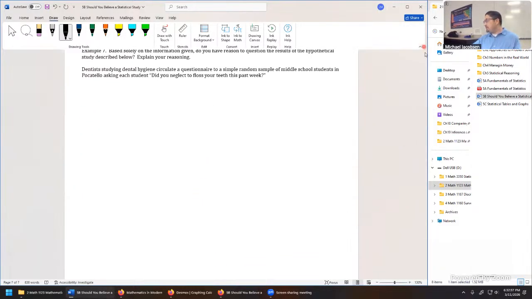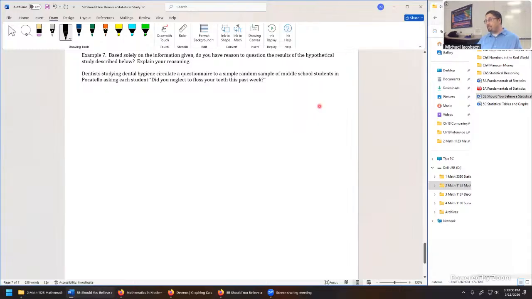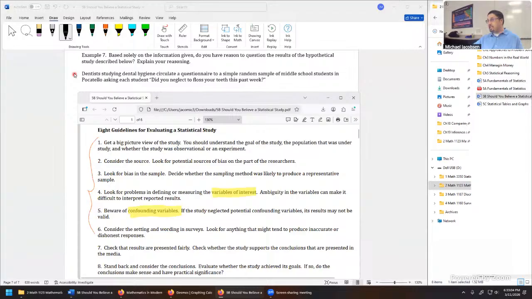So same question as always on example 7. We're wondering if we have reasons to question the study. It says, dentists studying dental hygiene circulate a questionnaire to a simple random sample of middle school students in Pocatello, asking each student, did you neglect to floss your teeth this past week? Okay, so that's the whole study.